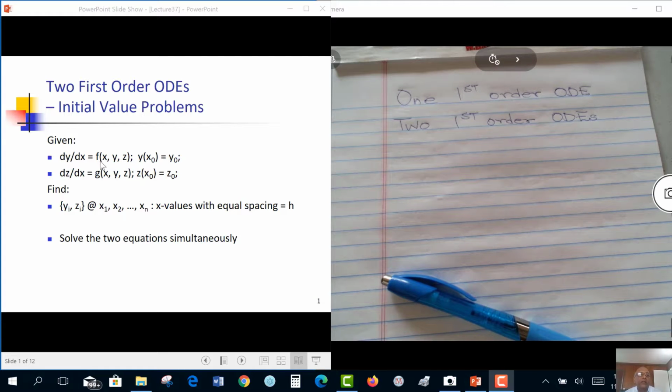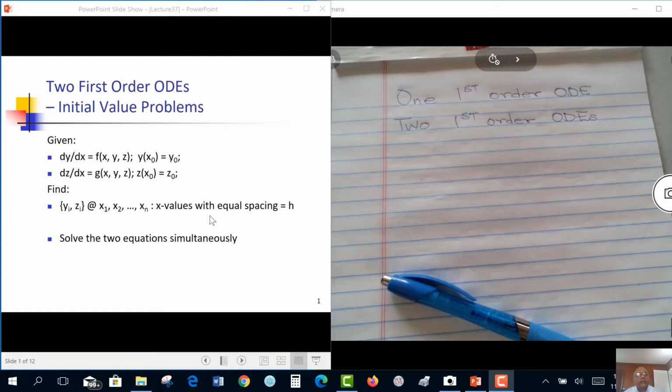Now for every first order differential equation we solve, we need one initial condition. So for dy/dx, we have an initial value of y at some initial x. For dz/dx, we have some initial value of z at some initial x. And then of course our object is to find y and z at successive x values.